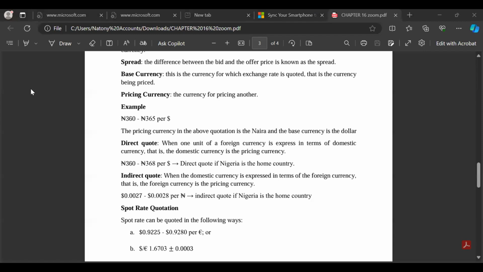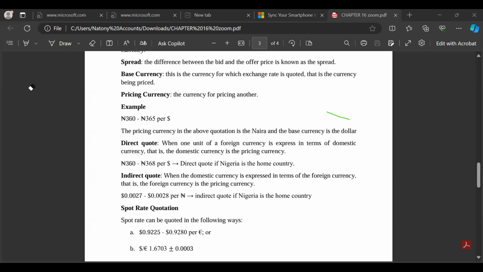Direct quotes. So there are three basic things you need to know in your forward contracts. The first is the quotation. Very important. You need to know the quotation. We have two types of quotation. It's either a direct quote or an indirect quote. So what is the direct quote? Let me use the former example. The direct quote is when 1 unit of a foreign currency is expressed in terms of the domestic.